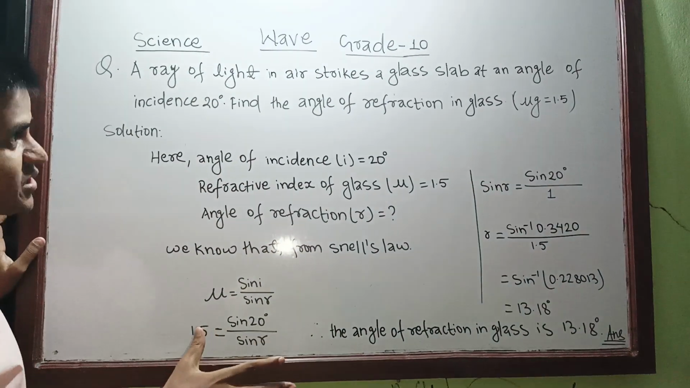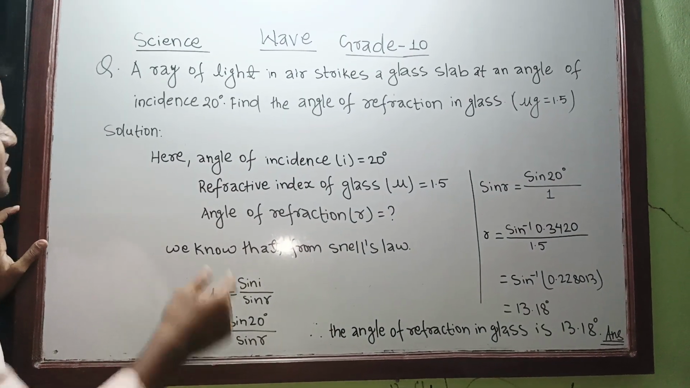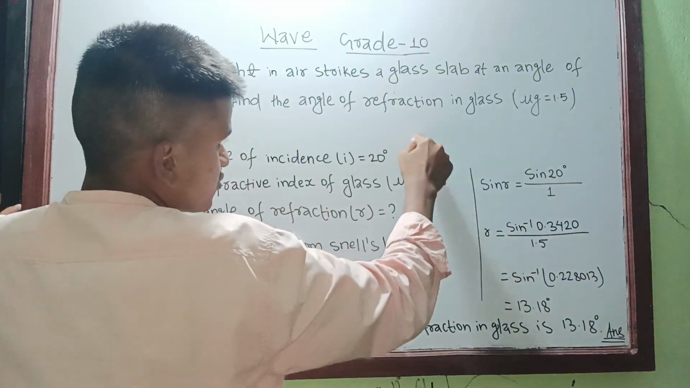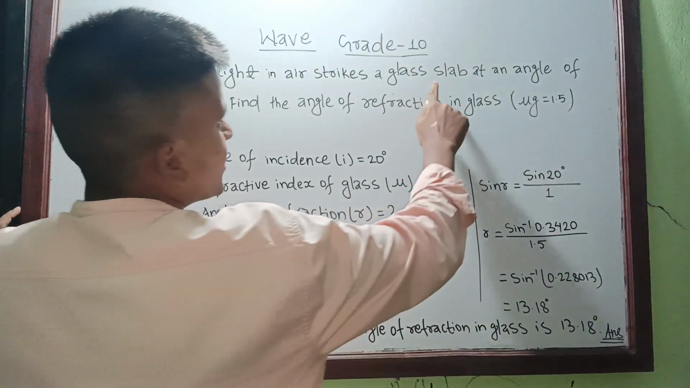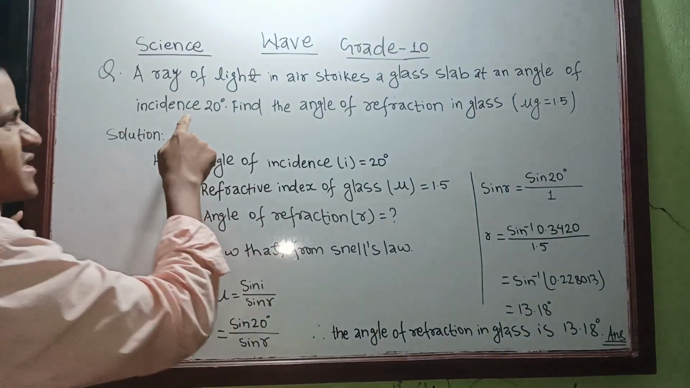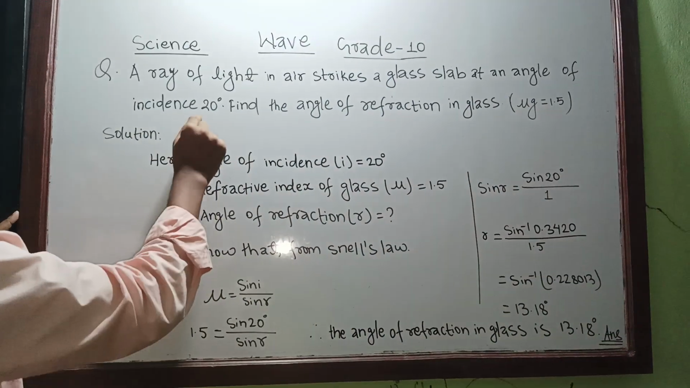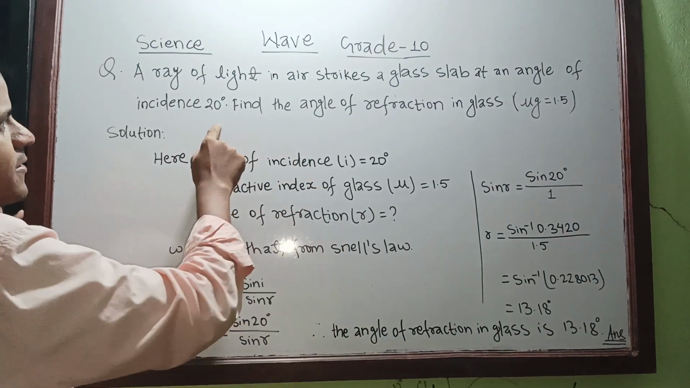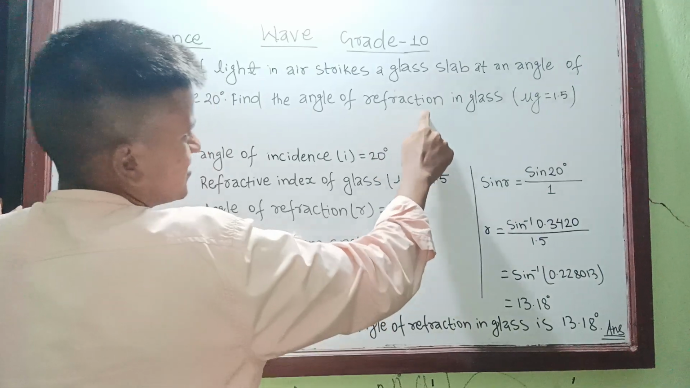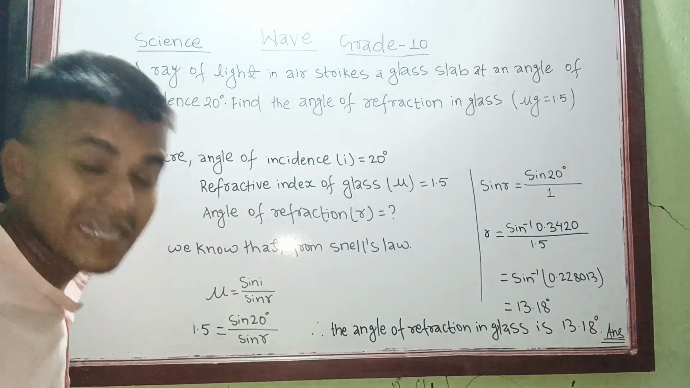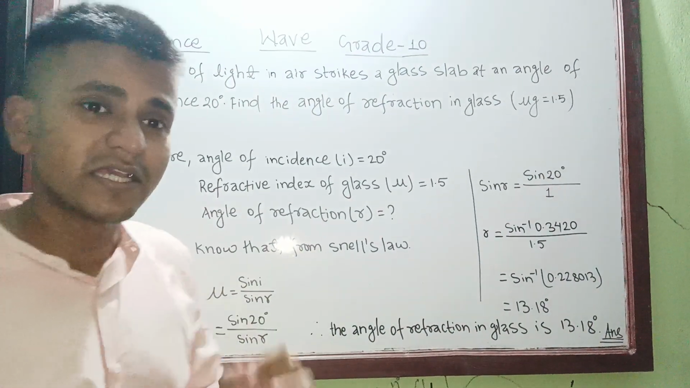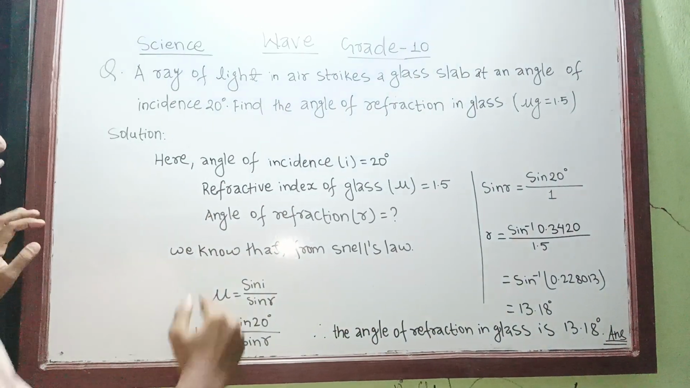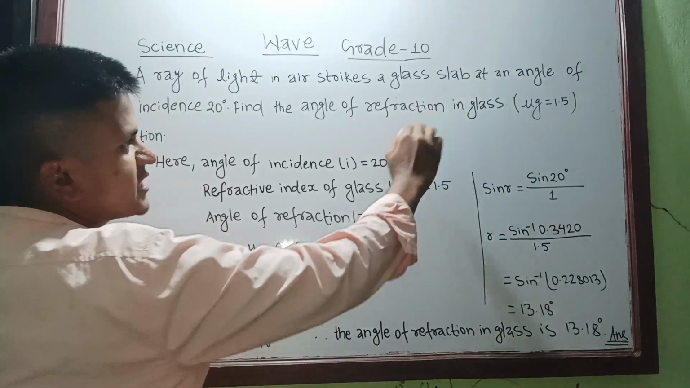Now, because I have already written it to save time, see here: a ray of light in air strikes a glass slab at an angle of incidence of 20 degrees. This 20 degrees is the angle of incidence, denoted by i, and we have to find the angle of refraction. Refraction, not reflection. There is a huge difference between reflection and refraction.